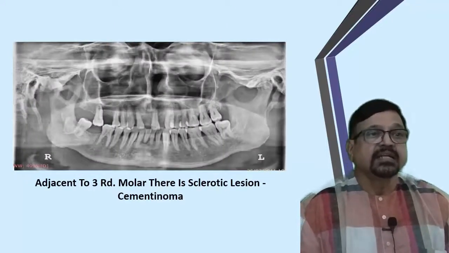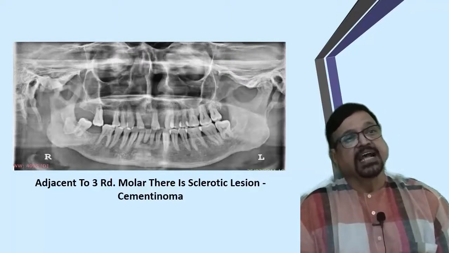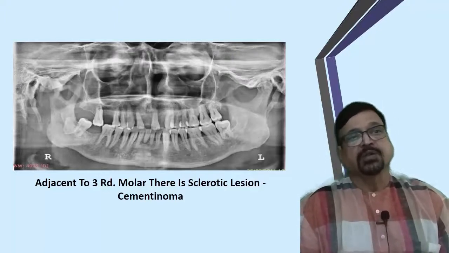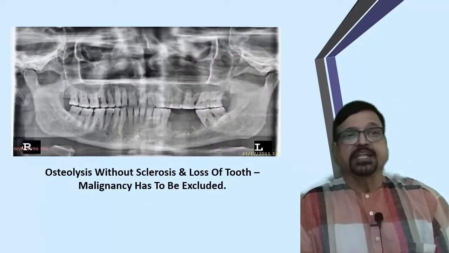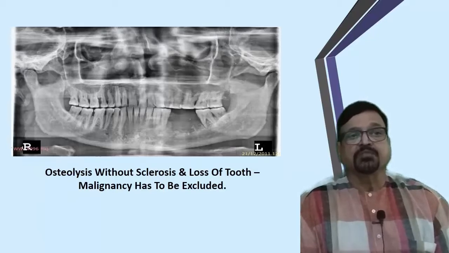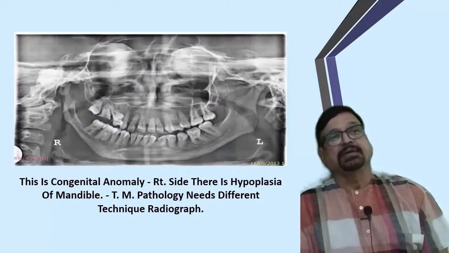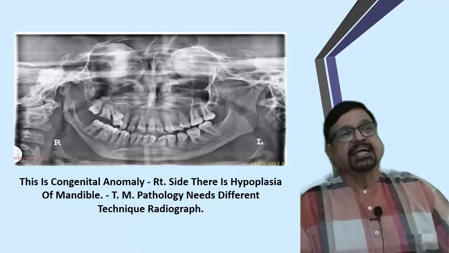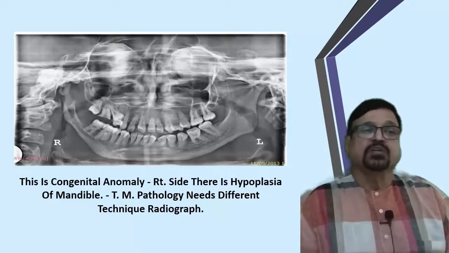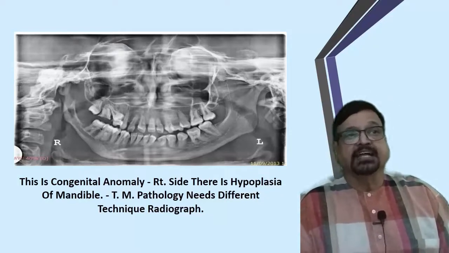Now if you see very carefully, there is a sclerotic lesion adjacent to the third molar. Now, sclerotic lesion, the possibility was of cementoma. Focal osteolysis, superior margin without much sclerosis, no reactive bone formation, high possibility of malignancy. Now if you see both sides of the mandible, the left as well as right body of the mandible, you can definitely see the right side is hypoplastic. So for knowing a congenital anomaly of the mandible involving hypoplasia, this investigation plays an important role.